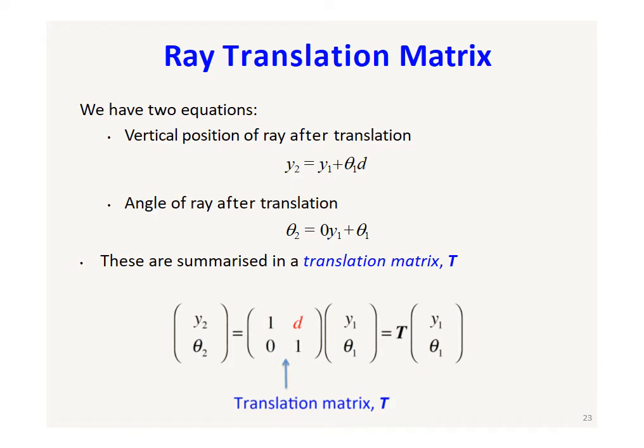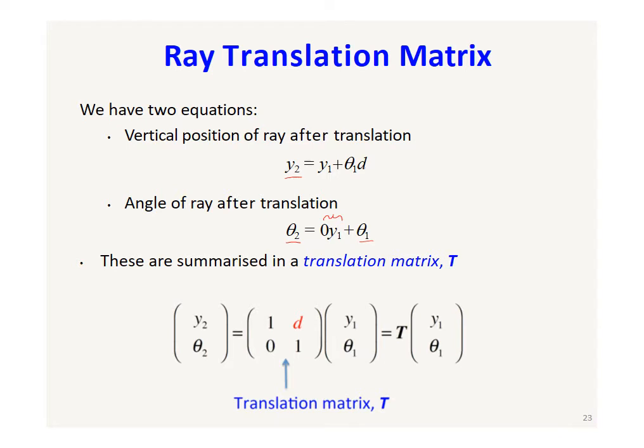Okay, so now we have two equations. One is the vertical position of the ray after translation, and one is the angle of the ray after translation, which is, as we said before, simply theta 1. But I've written this 0 in here, 0 times y1, for a reason. And that is because we can recast these equations in matrix form.